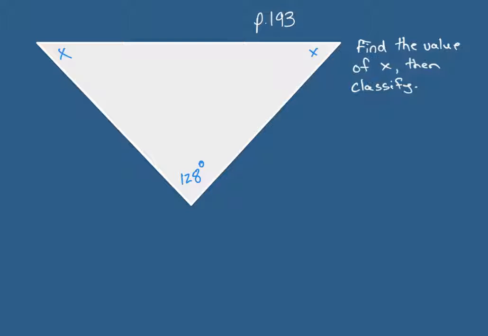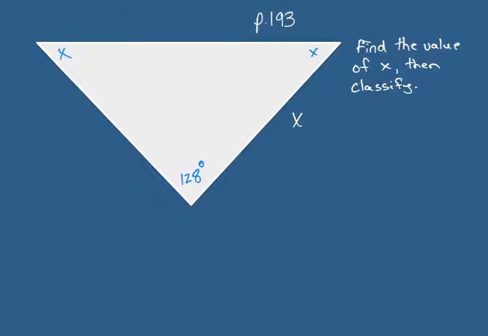And the bottom angle is 128 degrees, as seen right here. And in the top left and the top right are both x. And like I just got done saying, our job is to first find the value of x and then to classify this triangle. Okay, and so let's go ahead and we'll do that. To do that, we can set all of our angles, add them together, and make them equal 180 degrees.